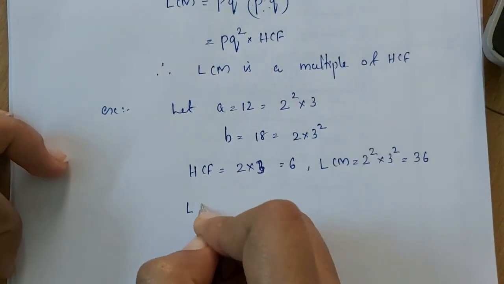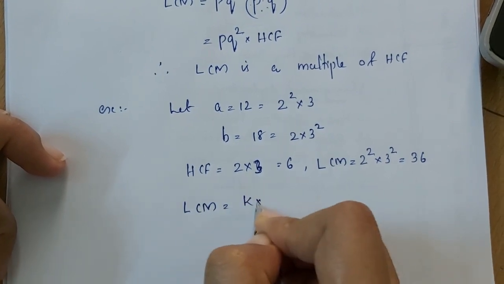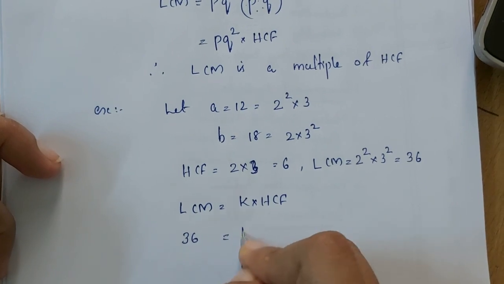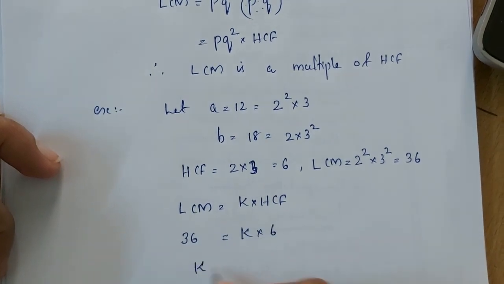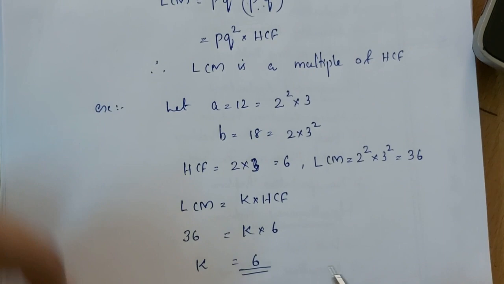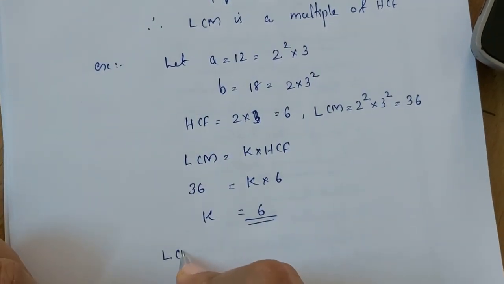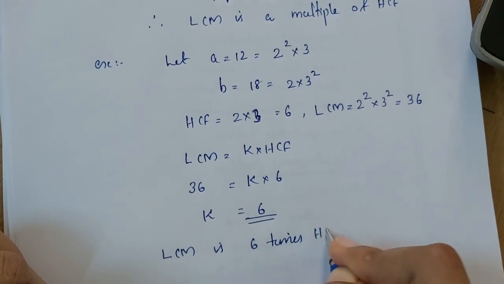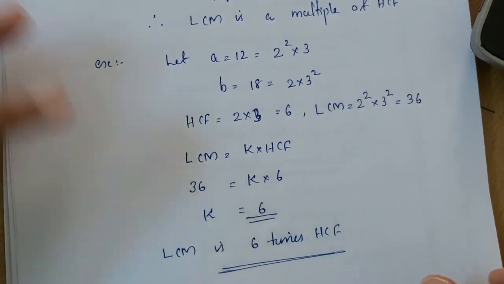Then we can represent LCM is equal to k into HCF. 36 is equal to k into 6, so k is equal to 6. That is, LCM is 6 times HCF. We proved the above condition.